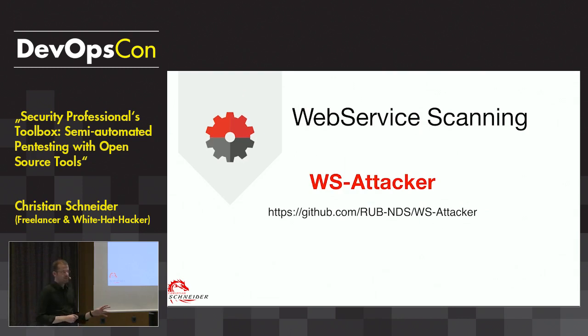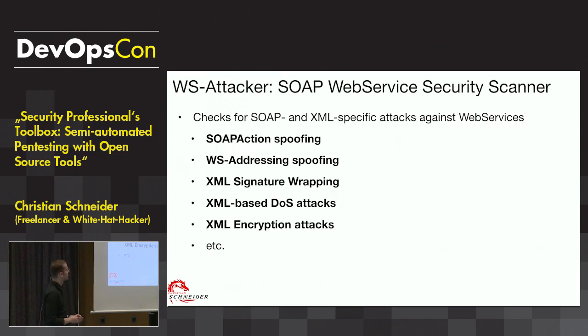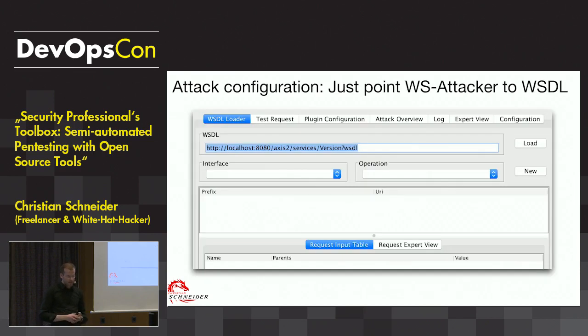Now for SOAP services. When you have a SOAP web service backend, there are also some SOAP-specific attacks. And there's a very nice open source penetration testing tool for SOAP-specific attacks, which is WS-Attacker. It performs Java-based SOAP action spoofing, WS-Addressing attacks, and certain XML signature wrapping attacks, where you can defeat the signature verification and change data and stuff like that. It's roughly like SoapUI.